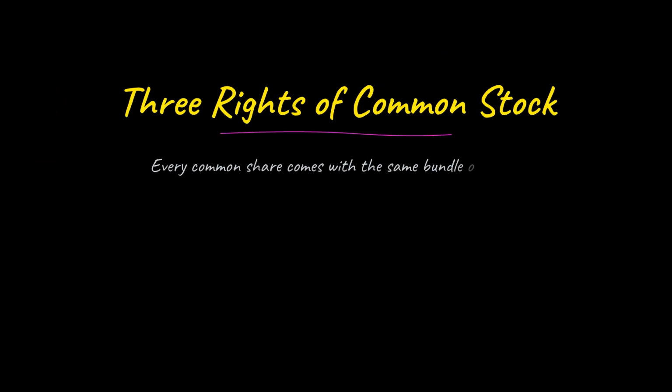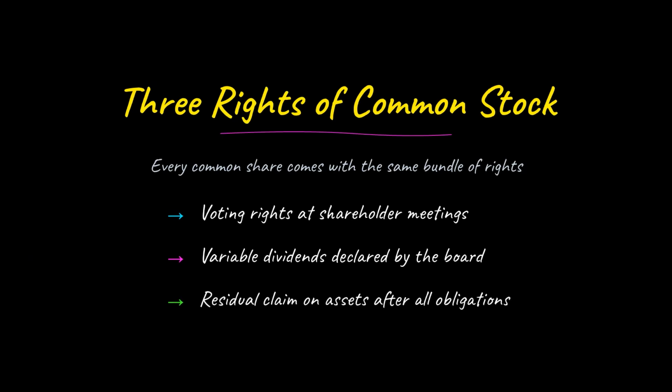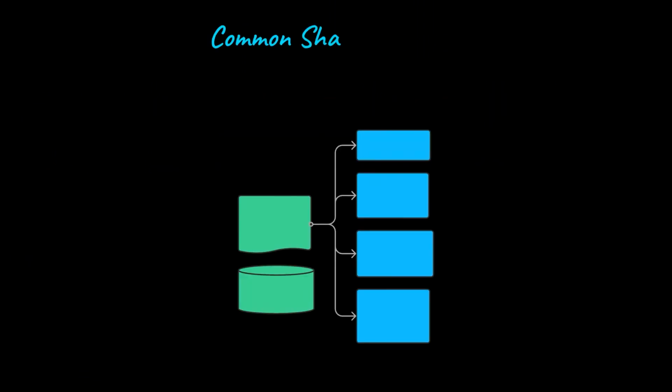Every common share grants 3 fundamental rights: the right to vote on shareholder matters, the right to receive dividends when the board declares them, and a residual claim on company assets. These rights are identical for every share within a class, which keeps governance clean and trading simple.